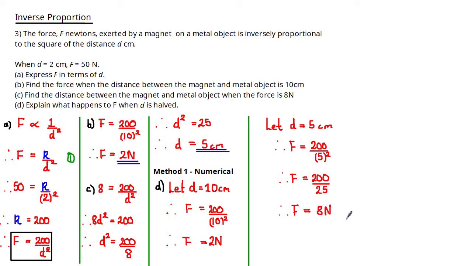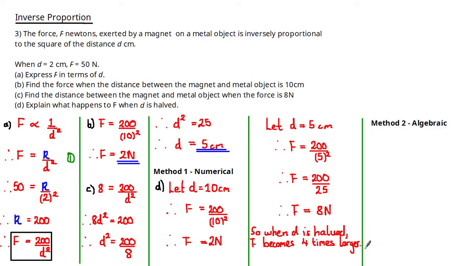So what happened to the value of F when we halved the value of D? Well, we started with 2 newtons and ended with 8 newtons. So the value became 4 times larger, and therefore we can say that when D is halved, F becomes 4 times larger. Now the reason why we're able to generalize this is because the relationship between F and D was defined as inversely proportional, so this relationship would be consistent for any change of values where D is halved. Very similar to what we saw in the first example with speeds and times.